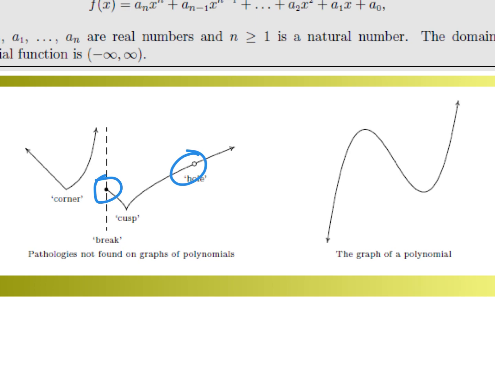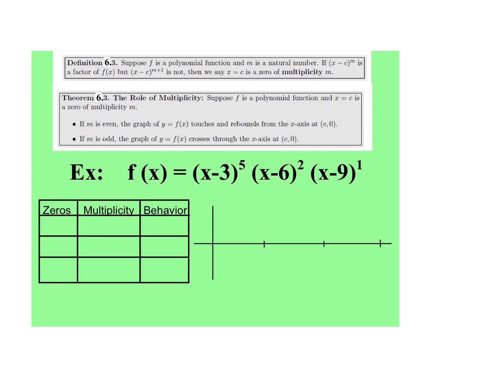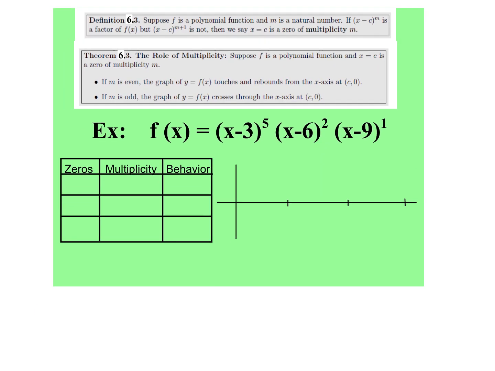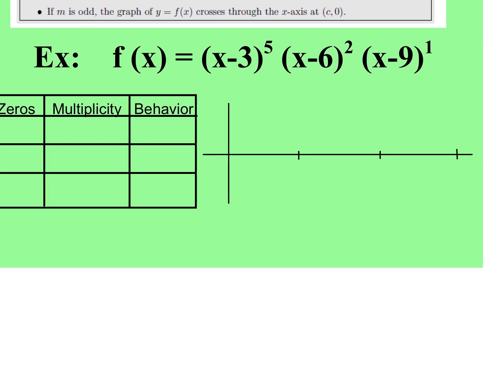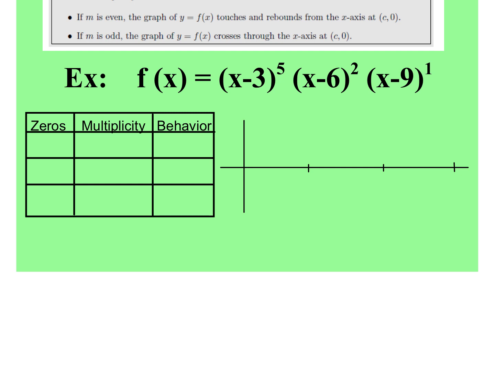All right. So this is another really typical question, and we had it the other day, but I changed the numbers a little bit. Can you tell me the zeros, the multiplicity, and the behaviors? You don't even have to sketch it. Just try to answer what are the zeros. Hint, 3 is one of the zeros. See if you can fill out that little chart. I'm going to pause for a second while you do that.